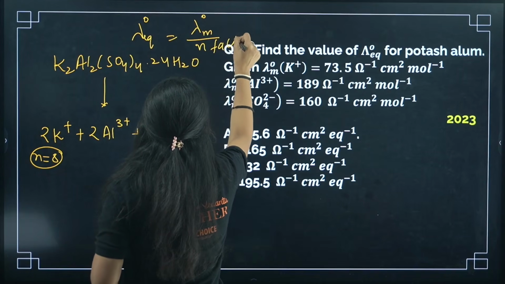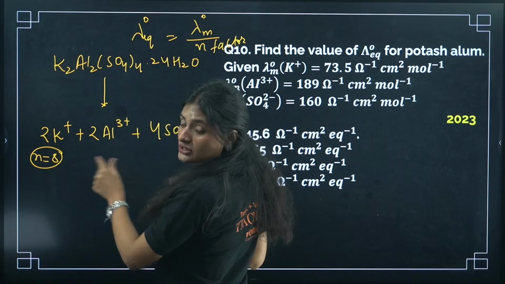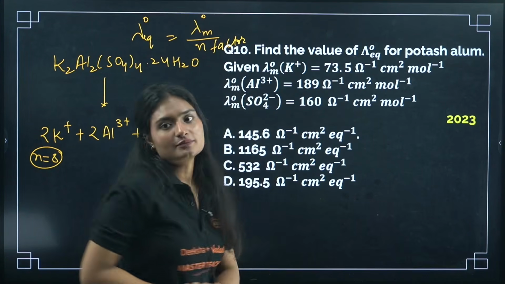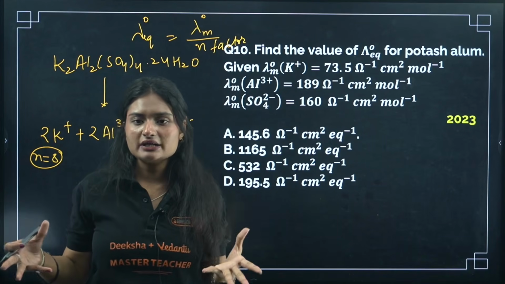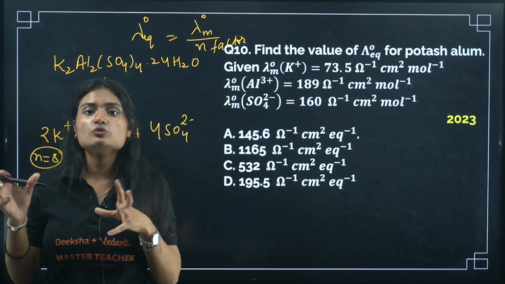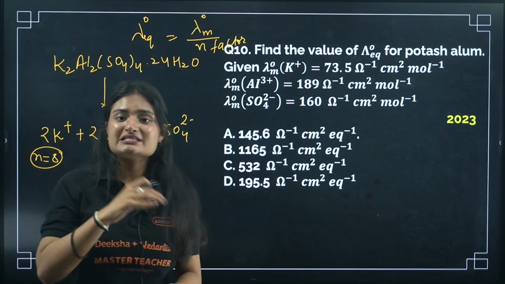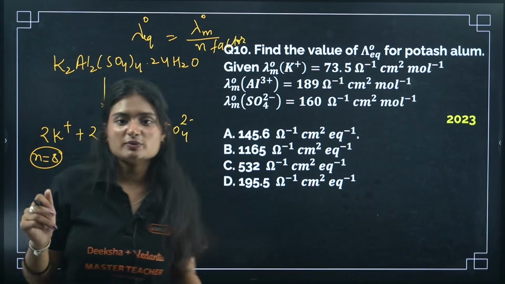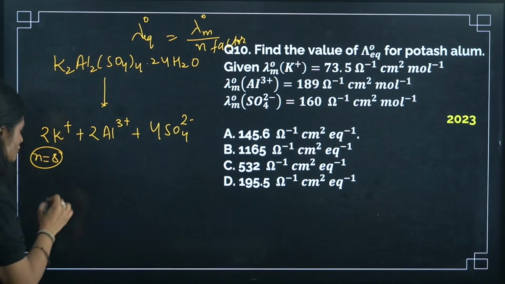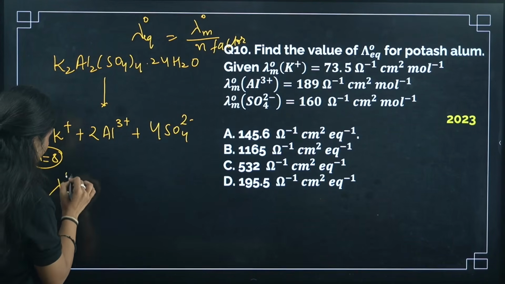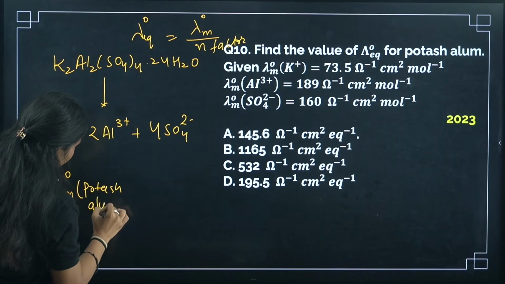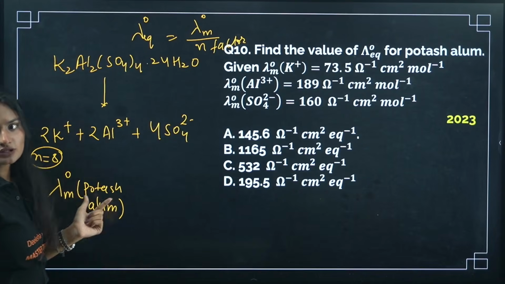What is the n factor here? The number of ions involved is 8. We need to calculate this data for potash alum. So how do we calculate? Using Kohlrausch law. The molar conductance at infinite dilution will be the sum of the molar conductances at infinite dilution of the constituent ions, multiplied by their respective stoichiometry. So the molar conductance at infinite dilution for potash alum is the value I'm looking for.